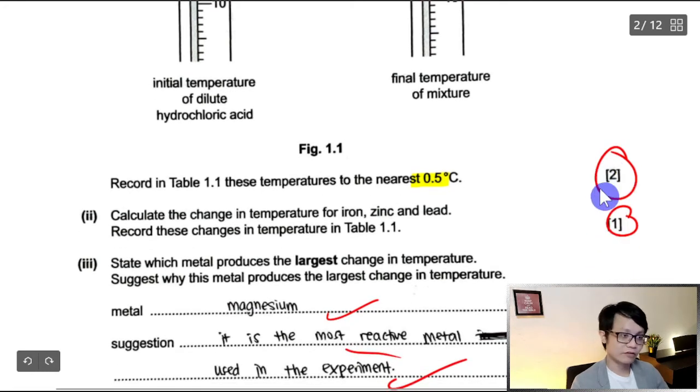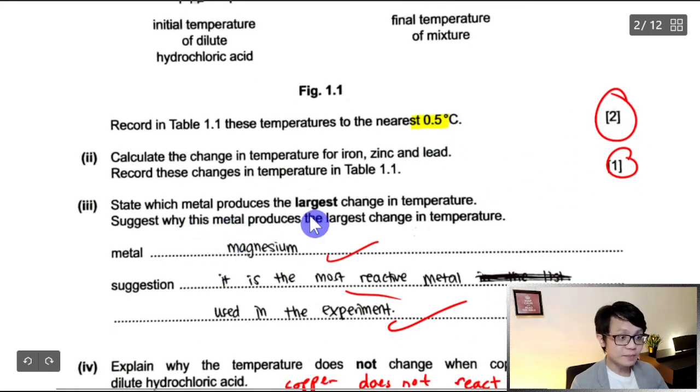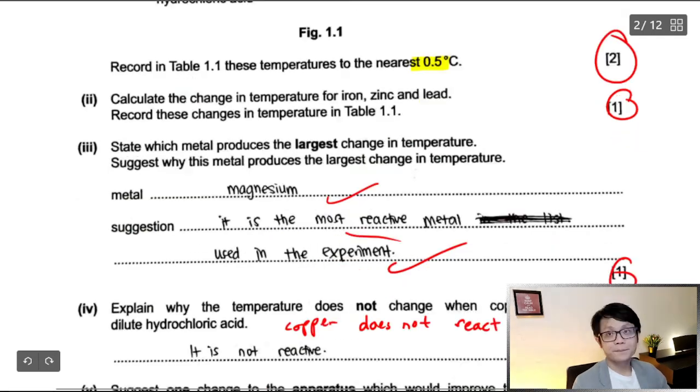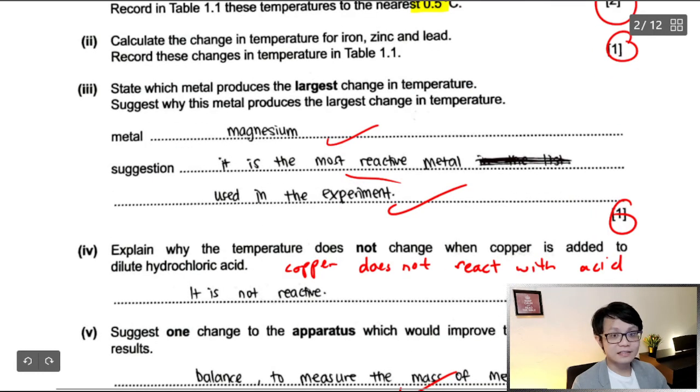Usually students will get it wrong if they didn't write the decimal point, or didn't write the decimal point with 0 or 5. State which metal has the largest change. It will be magnesium, because it is the most reactive. As long as the examiner sees most reactive, then you will get 1 mark.